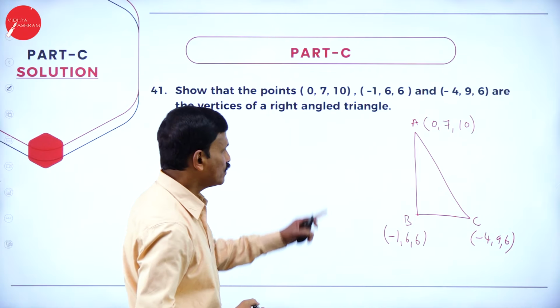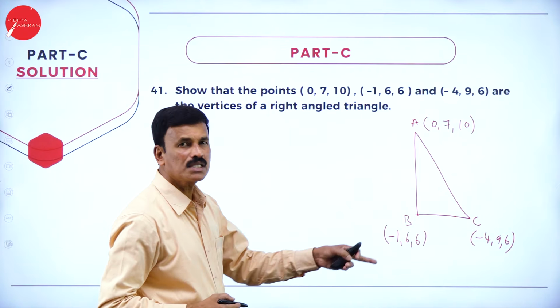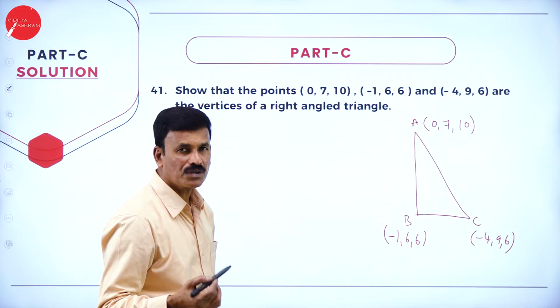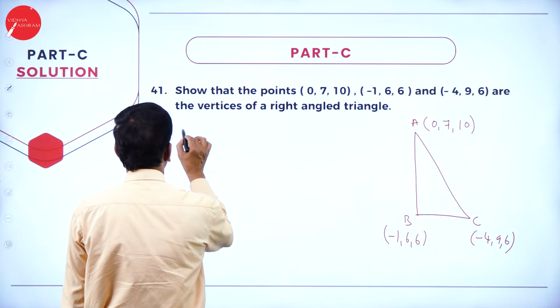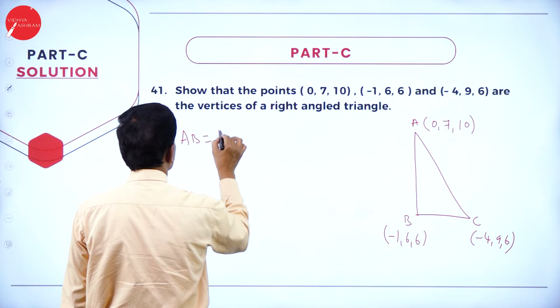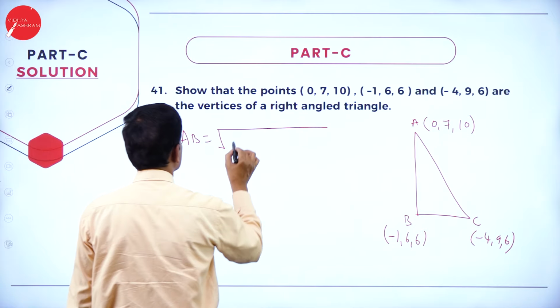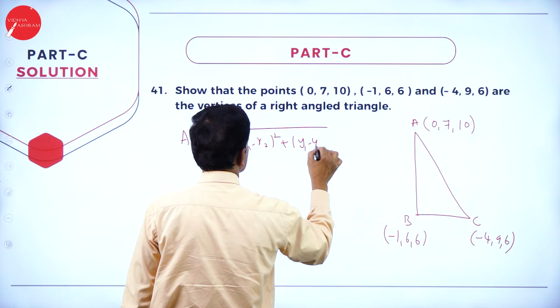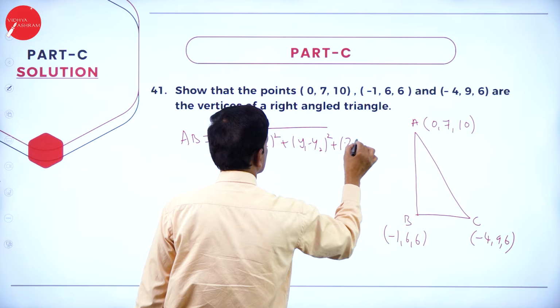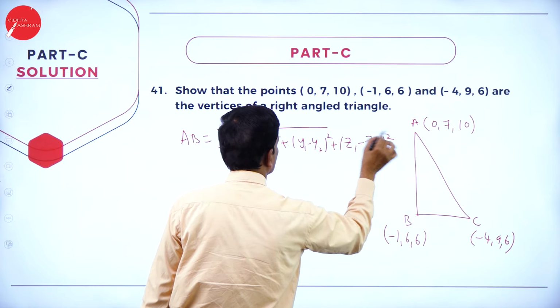Now, just verify whether AC square is equal to AB square plus BC square. Whether the Pythagoras theorem is satisfied or not. If it is satisfied, then it is a right angle triangle. That's it. Now, find out AB using the distance formula, root of x1 minus x2 whole square plus y1 minus y2 whole square plus z1 minus z2 whole square.